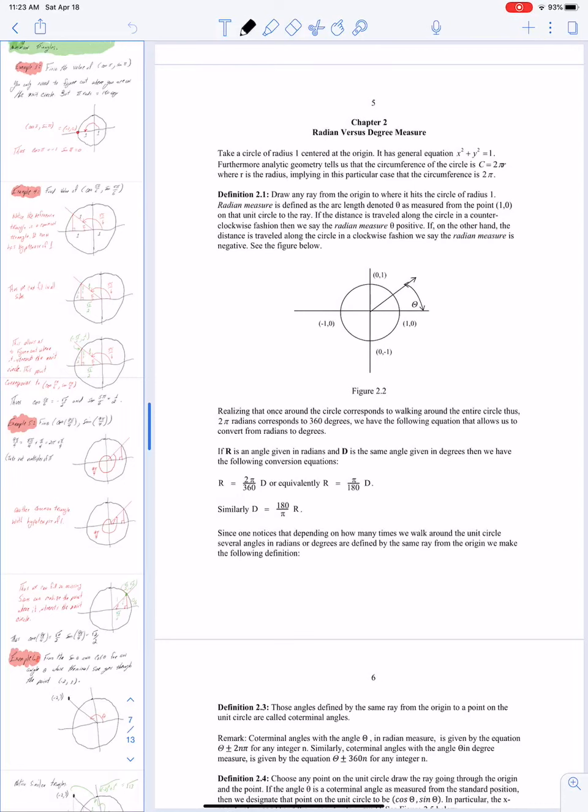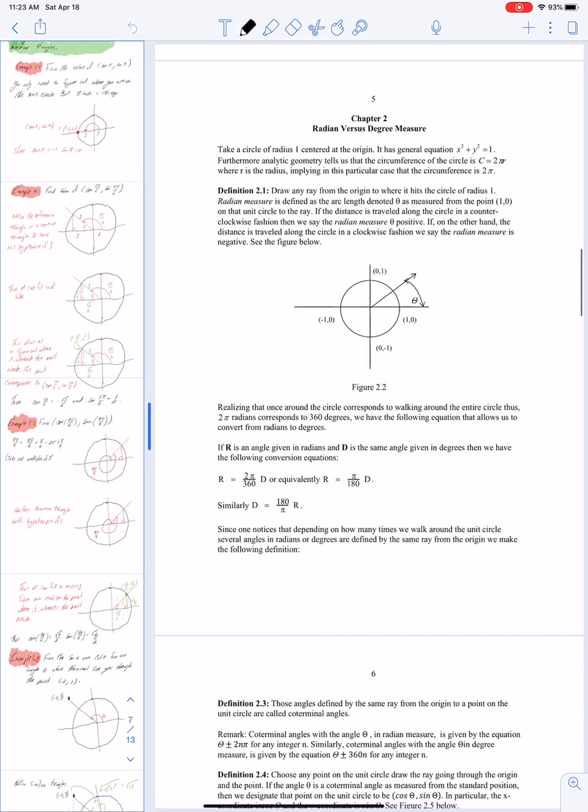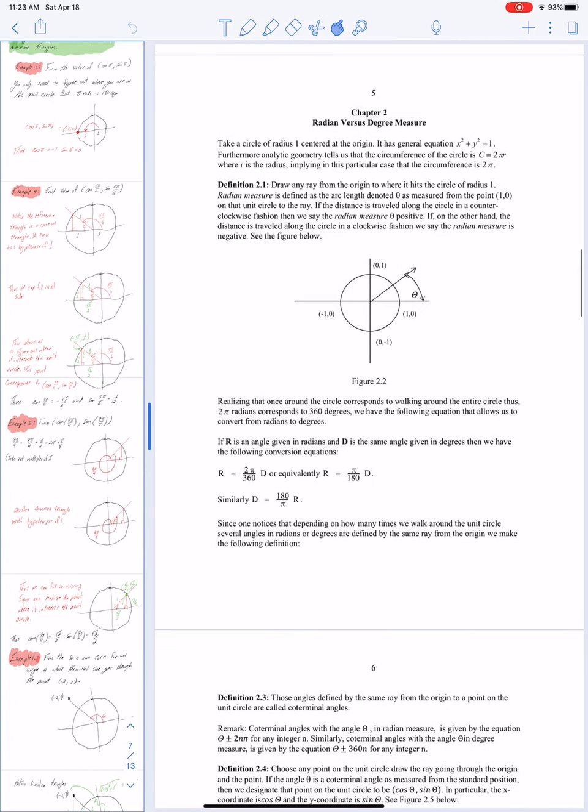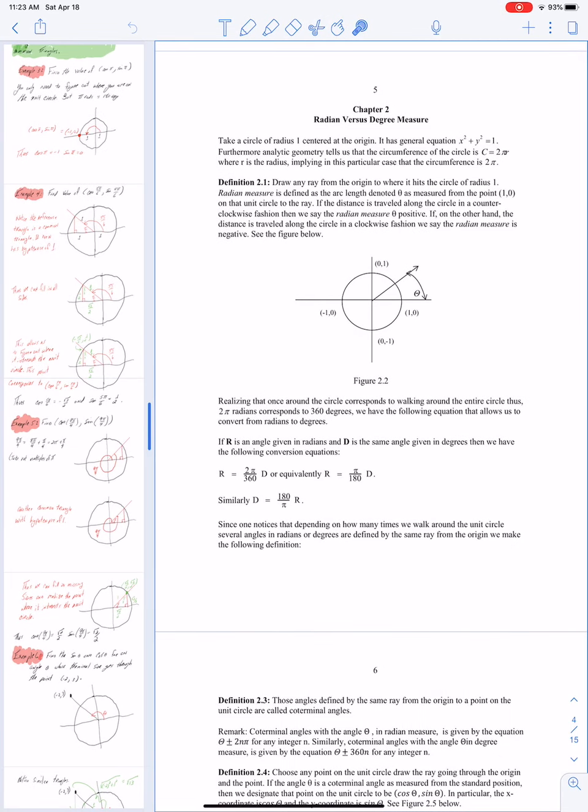Now we're going to start talking about trig on the unit circle. So we start out with a circle of radius 1, centered at the origin. You will recall its equation is x squared plus y squared is equal to 1. That's the equation of a circle, radius 1 centered at the origin.